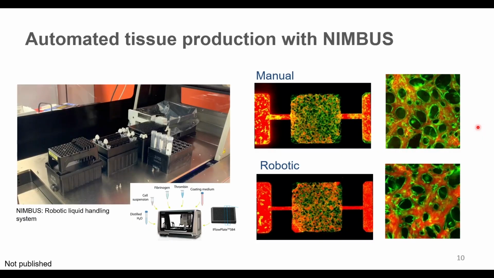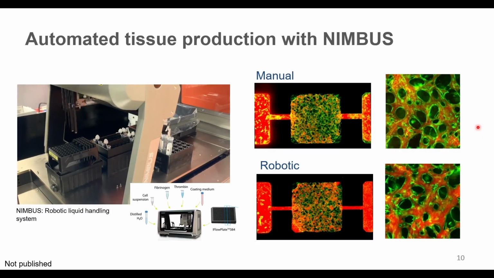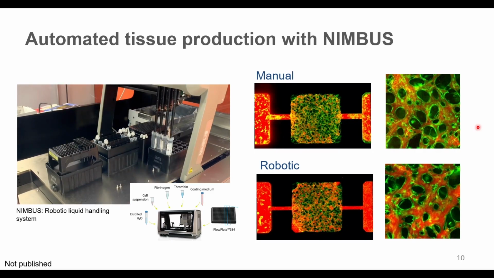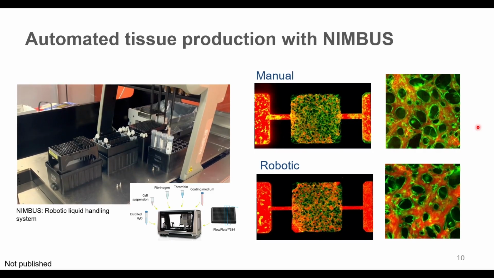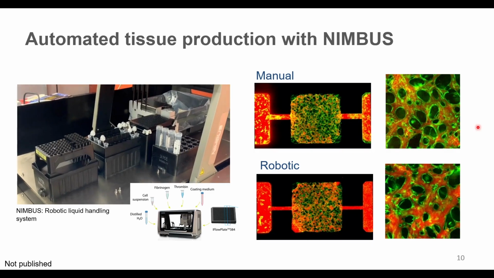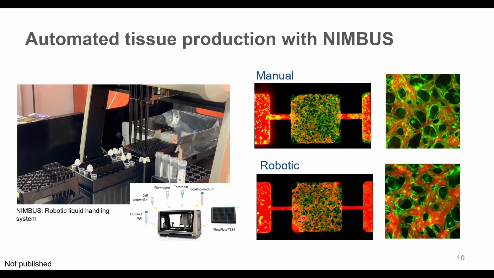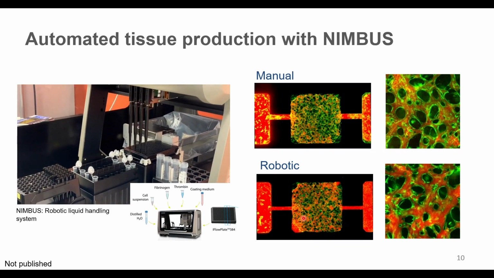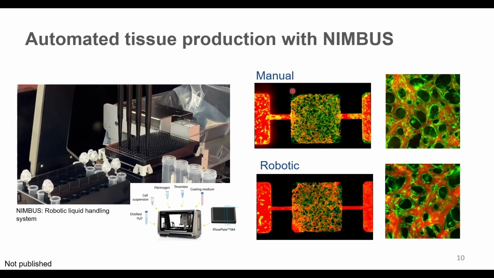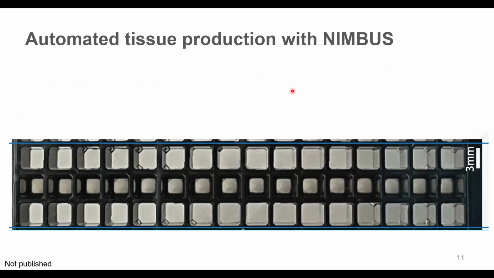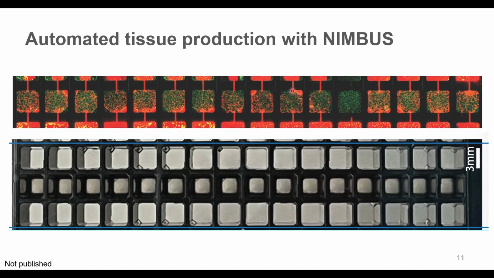So here we want to show that not only can we create these tissues manually, but we can automate this entire process using a robotic liquid handling system. And here you can see that the perfusible vessel made here is very similar to the vessels that we casted manually. And you can scale this up to create this array of vessel tissues, and this is what they look like. You can use dextran dye to check for their perfusibility, and you get this array of perfusible vessels.